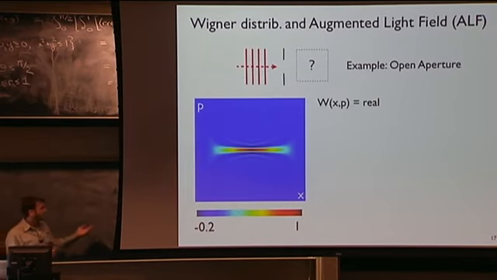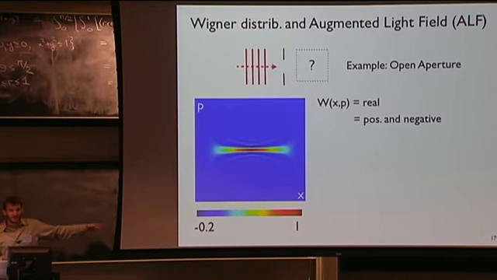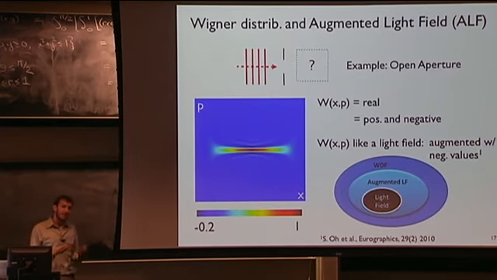One really useful property of this is that it's a real function. So just like a light field, it's a weighted set of rays. But also, it's positive and negative. On the bottom, you can see it extends from negative 0.2 to 1. So you can think of this wave-based representation as a light field, just with negative rays.